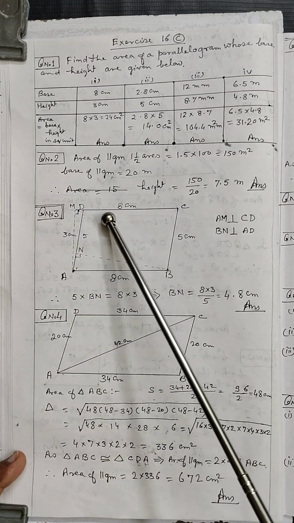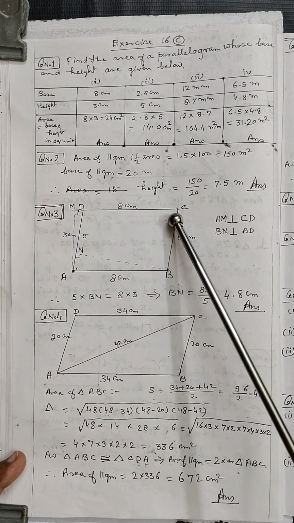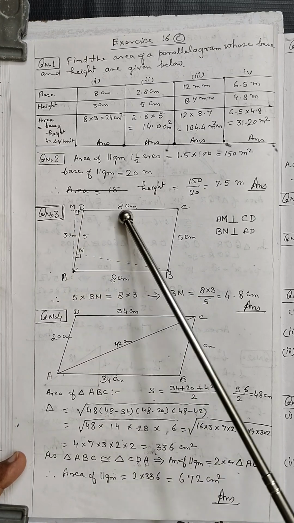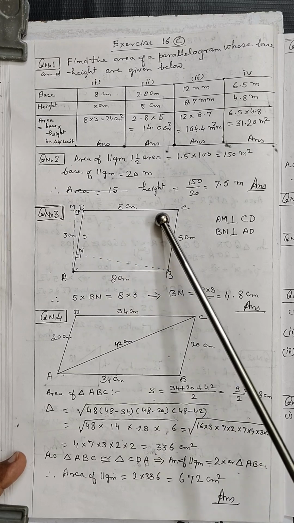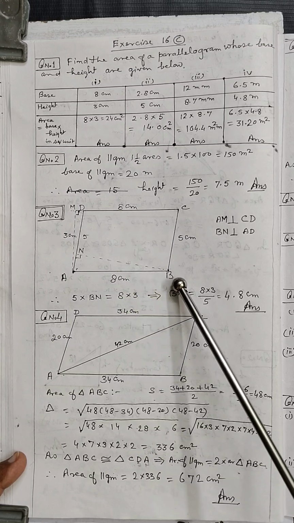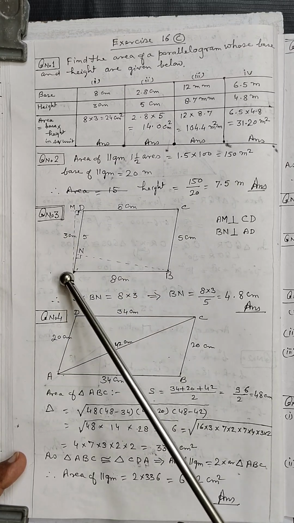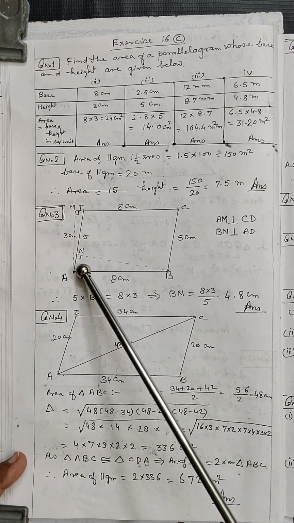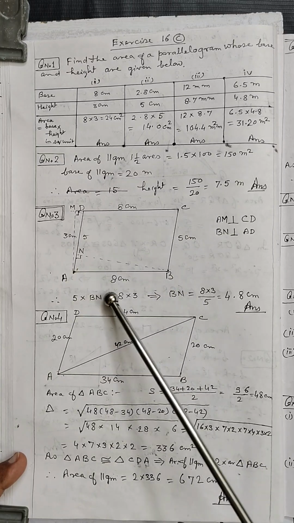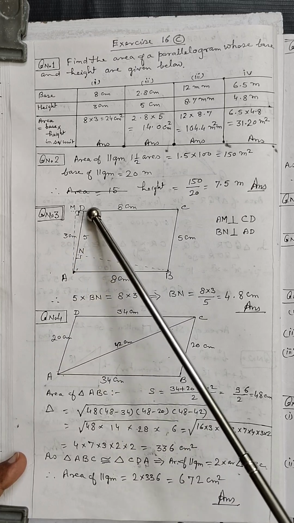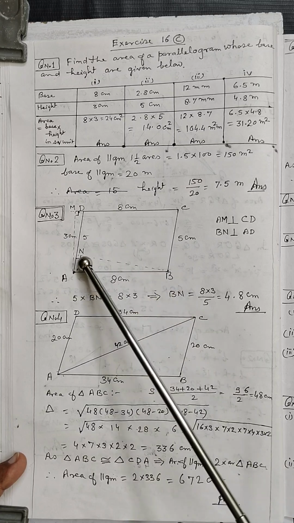So the area we can easily find that this will be the base and this is the perpendicular. So the base into height. For 8 centimeter, this 8 centimeter will be base. At that time, 3 centimeter will be height. Similarly, perpendicular has been drawn from B to AD. That is BN. We have to determine the BN, means perpendicular distance between BC and AD. So here at that time, 5 will be the base and perpendicular will be BN.